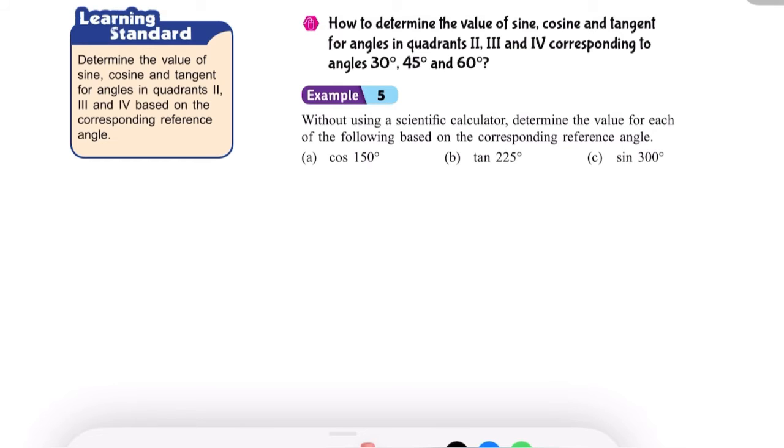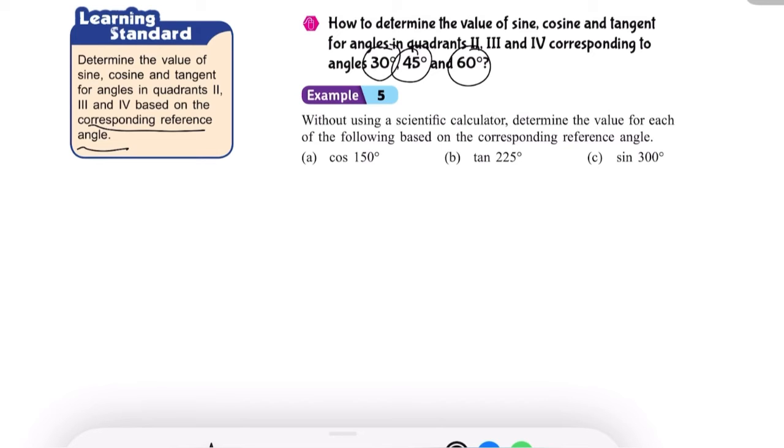Still in the learning standard of determine the value of sine, cosine and tangent for angles in quadrant 2, 3 and 4 based on the corresponding reference angle. But now the corresponding reference angles are special angles of 30 degree, 45 degree and 60 degree. So let's revise a bit.